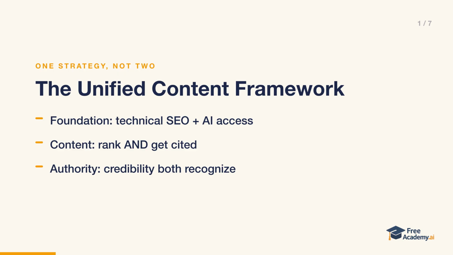First, the foundation layer, which is the technical SEO that enables both search discovery and AI access. Second, the content layer, where you create content that ranks in Google and gets cited by AI systems at the same time. And third, the authority layer, where you build credibility that both search engines and AI models recognize. Every piece of content you publish should serve all three layers. Let's examine each one, starting with the technical foundation.